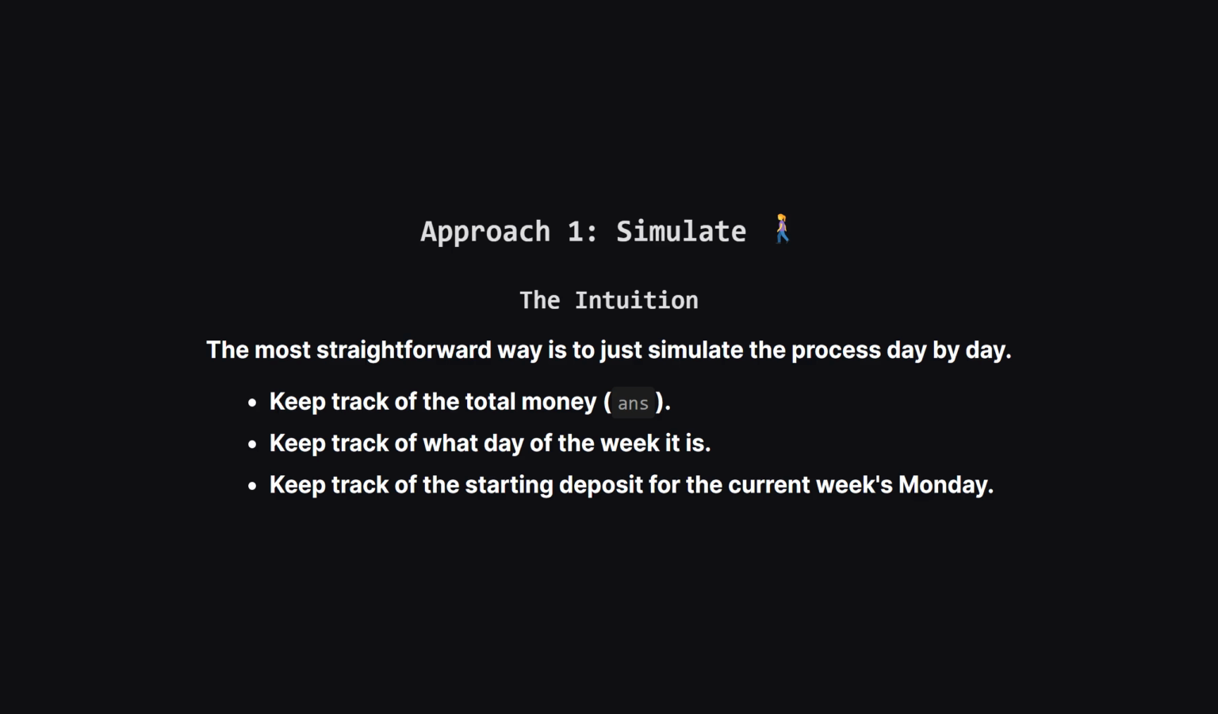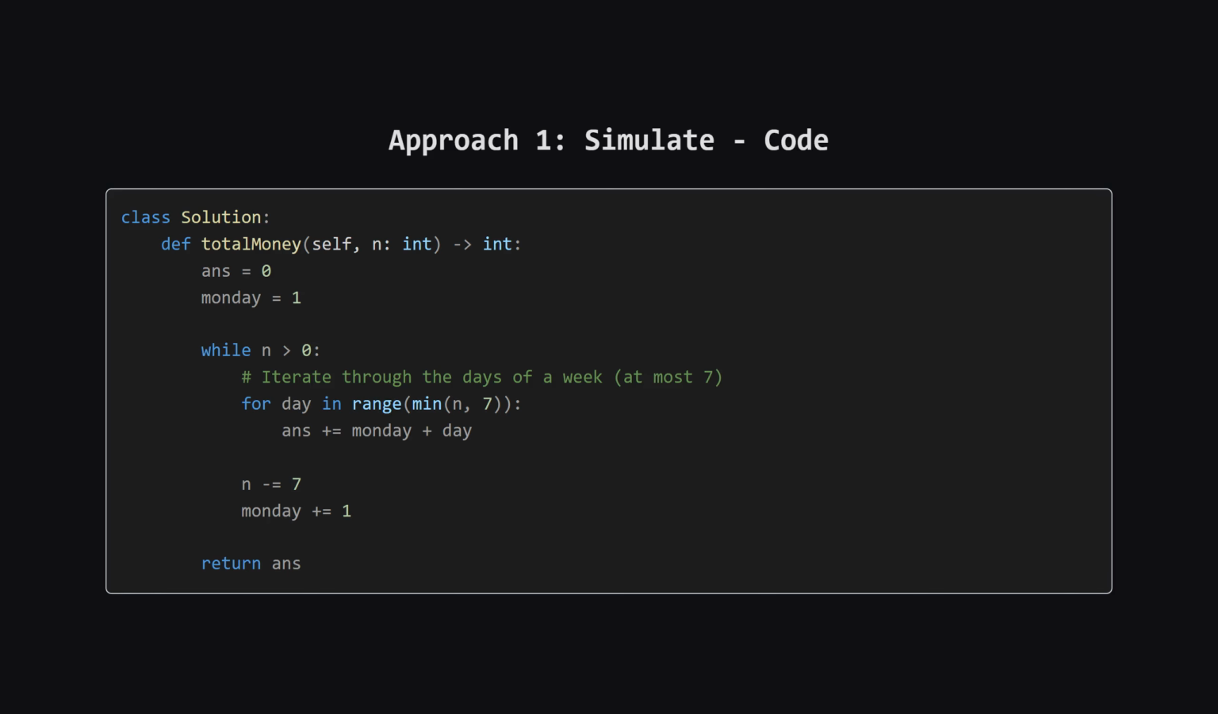Okay, for our first approach, let's do the most obvious thing. We can just simulate the process exactly as it's described. We can write a loop that goes from day 1 all the way to day n. Inside the loop, we'll keep track of our total money, which Monday we're on, and what day of the week it is. And here's what that simulation looks like in Python.